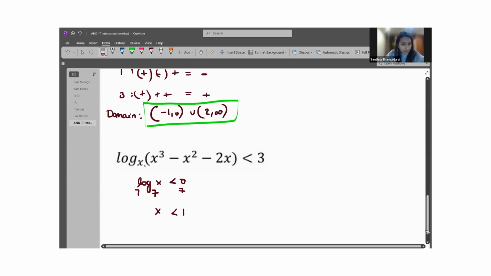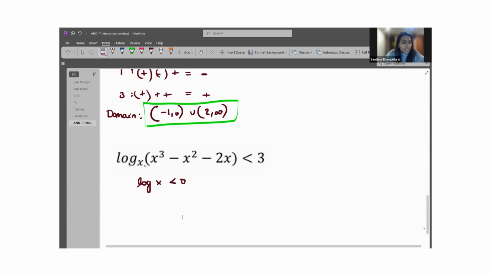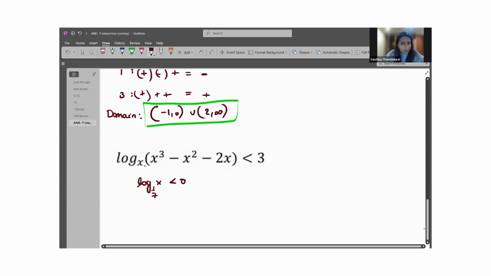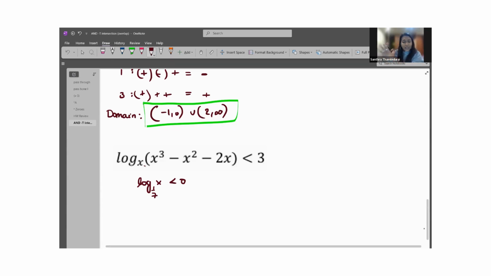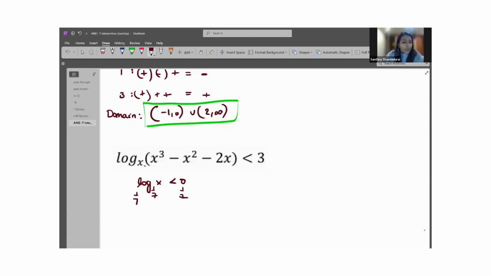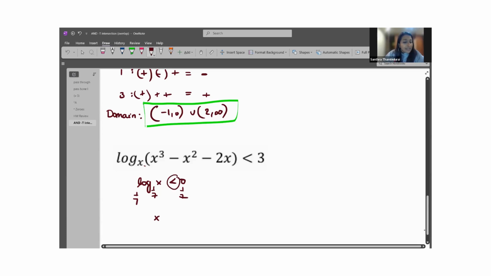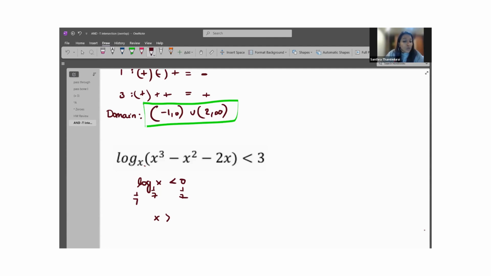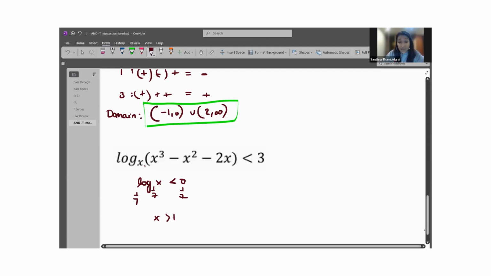That's going to be my solution there. But now, if this is a 1/7, remember, if you have a base that is between 0 and 1, if you're exponentiating it, you need to flip the inequality. When you flip the inequality, this gets canceled out, you're left with x, this less than becomes greater than, and 1/7 to the power of 0 is 1. So your answer is x greater than 1.